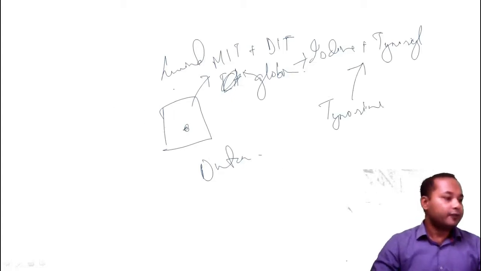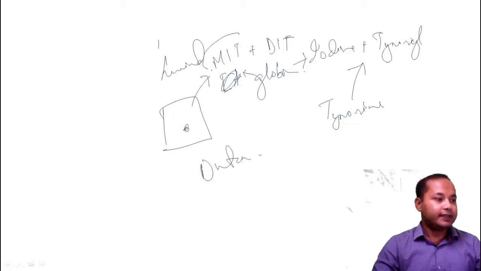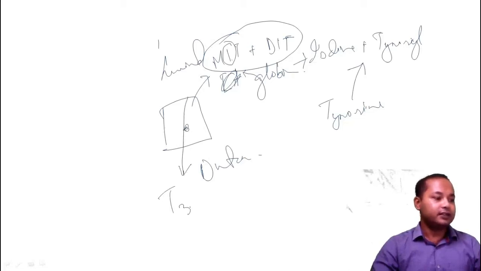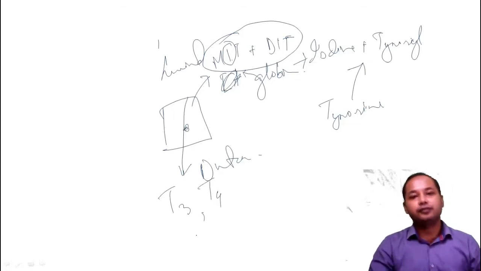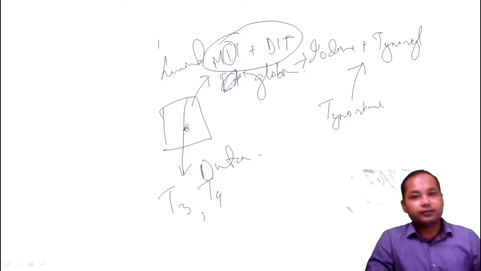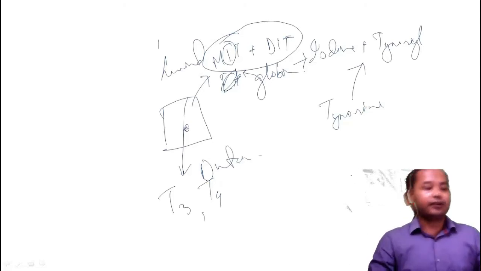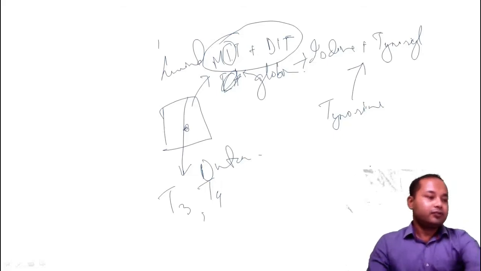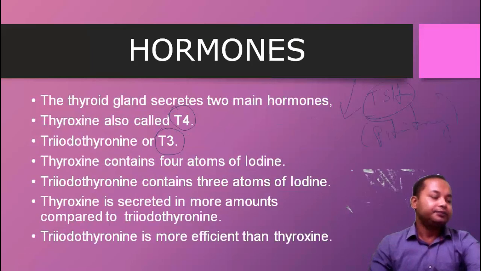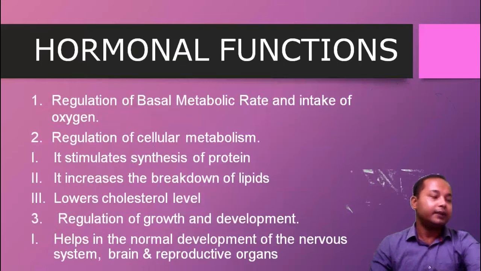Whenever MIT and DIT join together in different permutations and combinations, leaving back the iodine molecule, they are released in the form of T3 and T4. These are the two active forms of the thyroxine, which is actually secreted by this gland, the thyroid gland. Let us go forward to the applied importance part.